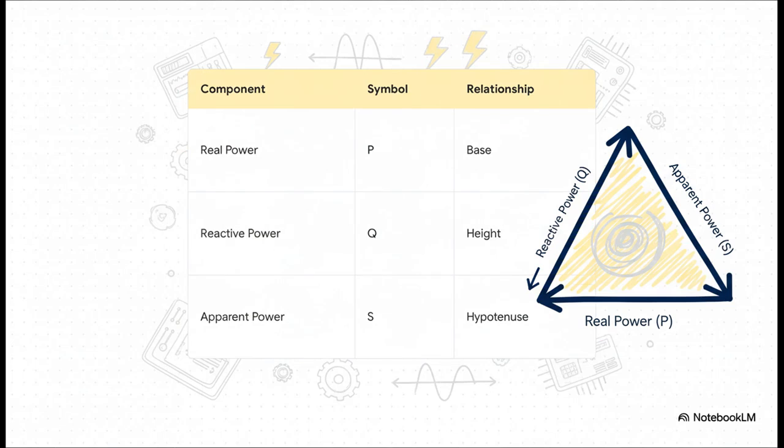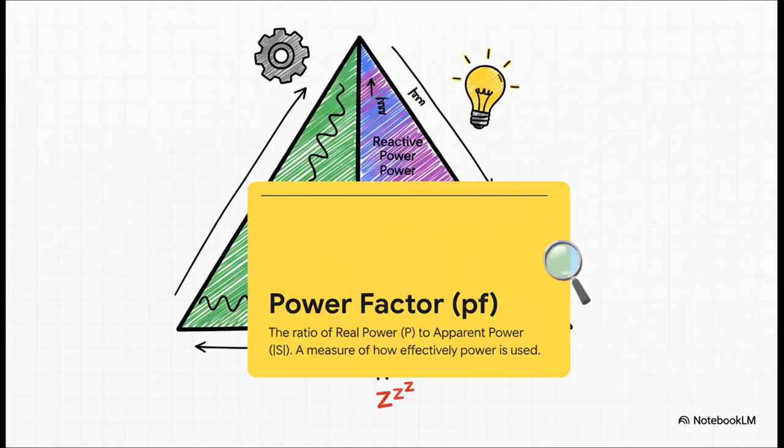The power triangle is the perfect way to visualize this whole thing. Just picture a simple right-angle triangle. The useful real power is the flat base. The wasted reactive power is the vertical height. And the apparent power, that total power the grid has to supply, is the long side, the hypotenuse. It shows you right away that they don't just add up simply. You need a little geometry to see the full picture. And all this leads us to probably the most important metric for efficiency, the power factor.